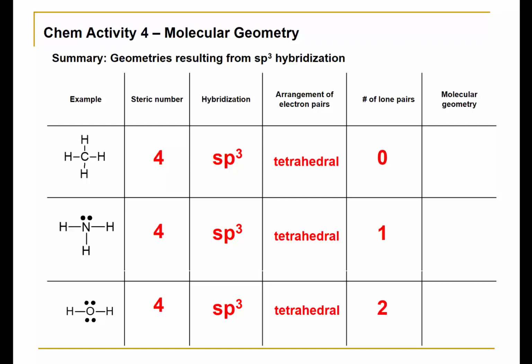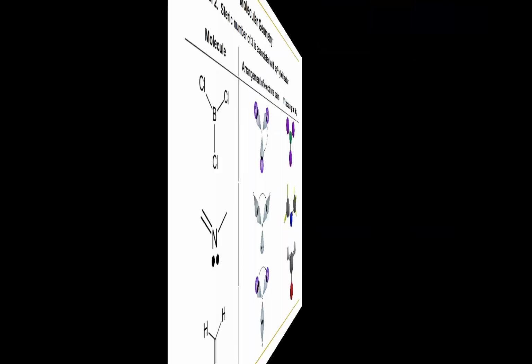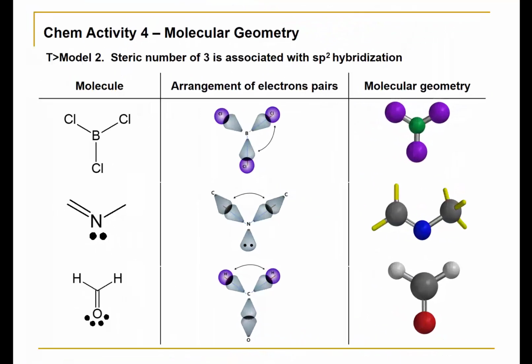However, if we have some lone pairs of electrons, then the molecular geometry will not equal the electronic geometry. And indeed, this is true for ammonia and for water. Yes, you do need to know these names and also spelling counts. So let's look at the example now of what happens when you have a steric number equal to 3. These 3 molecules all have steric numbers equal to 3, and you can see at the top here I have a title: steric number of 3 is associated with sp2 hybridization.